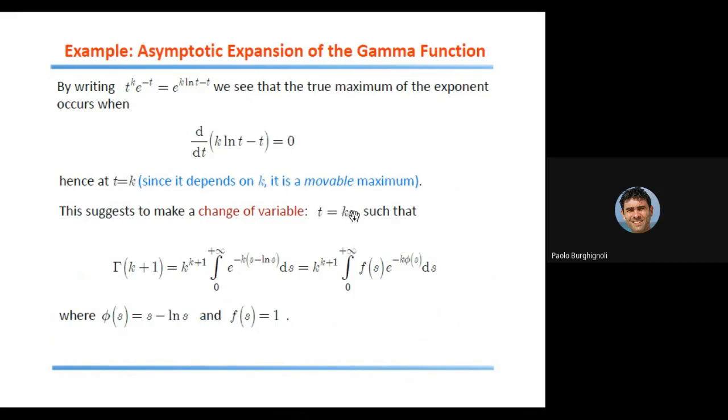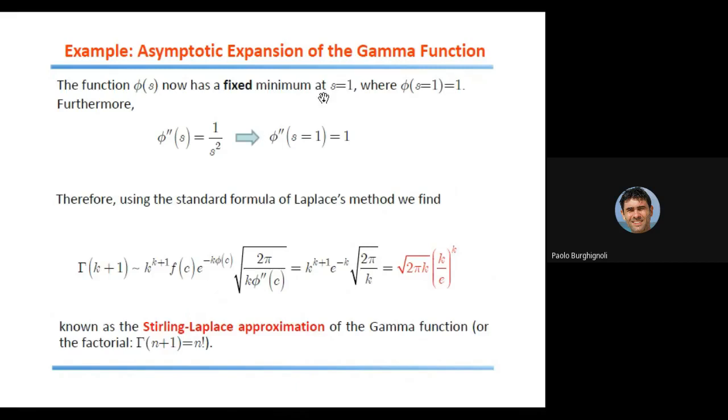If you do this change of variables, what happens is that you can factor out this term, k to the k plus 1 power. And you get something which is exactly in the form of the Laplace evaluation of integrals, in which the function phi is now equal to s minus logarithm of s, and the function f is simply equal to the constant 1. Once you are in this situation, having a fixed minimum at s equal 1, where the function phi is equal to 1, the first derivative is of course equal to 0 because it's a minimum, and the second derivative is equal to 1, and so therefore you have a minimum, and a simple minimum.